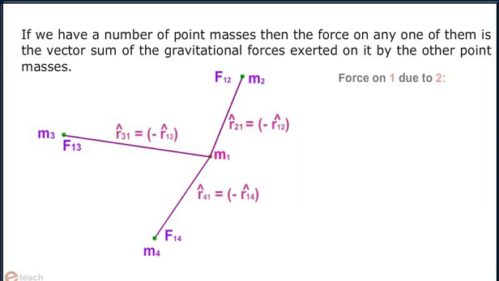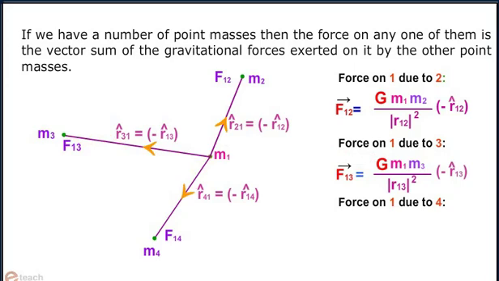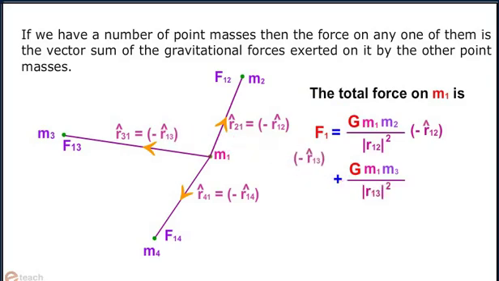Using the previous equations, we can say the force on 1 due to 2 is F12 equals G m1 m2 upon modulus of r12 square into minus r12 cap. Force on 1 due to 3 equals G m1 m3 upon modulus of r13 whole square into minus r13 cap. Force on 1 due to 4 equals G m1 m4 upon modulus of r14 square into minus r14 cap. Hence, the total force on m1 is given as F1 equals G m1 m2 upon modulus of r12 whole square into minus r12 cap, plus G m1 m3 upon r13 whole square into minus r13 cap, plus G m1 m4 upon modulus of r14 whole square into minus r14 cap.